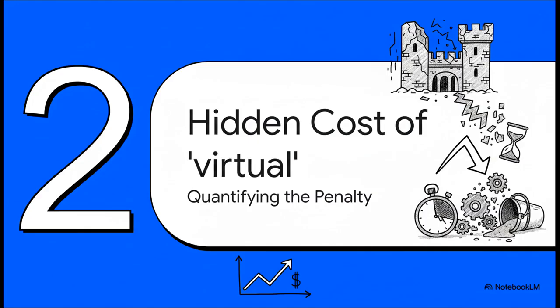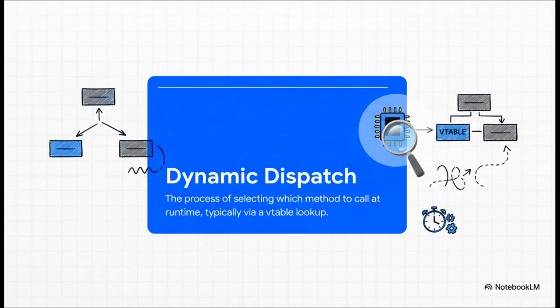Let's put some cold, hard numbers on the cost of using virtual. So the magic behind virtual is something called dynamic dispatch. Basically, when your program is running, it has to stop and look up the right function to call in a special list called a virtual table, or vtable. This gives you that awesome runtime flexibility, but that lookup, it's not free.